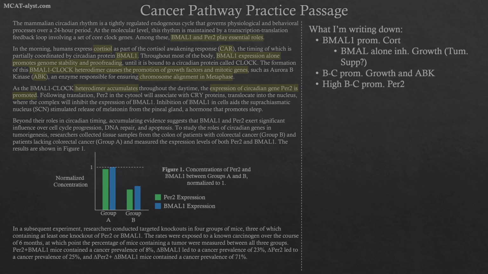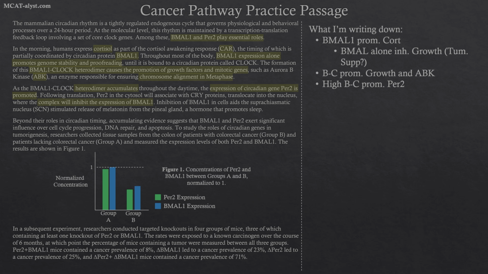So the BMAL1 heterodimer with clock is going to promote PER2. And once PER2 is promoted and associates with its protein that it's going to associate with, it's going to go back and inhibit BMAL1. This is one of those classic negative feedback loops. One gene promotes the production of the second gene, which goes back and inhibits the formation of the first gene. So I'm just going to highlight that really quickly. Going to keep reading for a second and then we'll go back to writing things down.